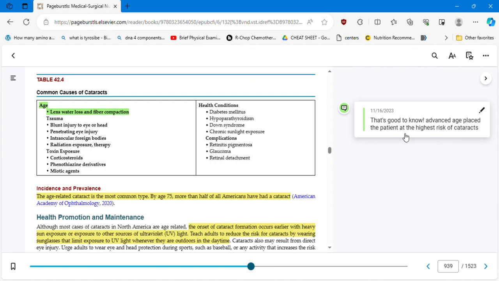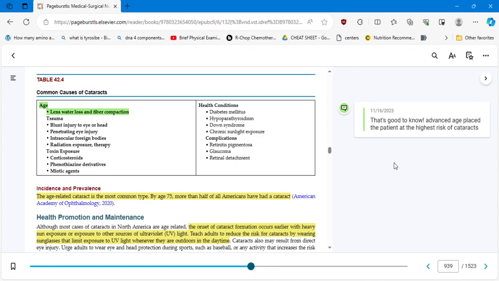Advanced age places the patient at a higher risk of cataracts. If we remember, advanced age is the umbrella. Under that umbrella, we have the chronic conditions, the use of regular medications for those chronic conditions, and so on, so the genetic factors, hereditary conditions like glaucoma.